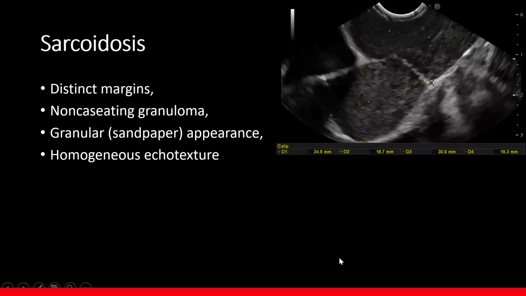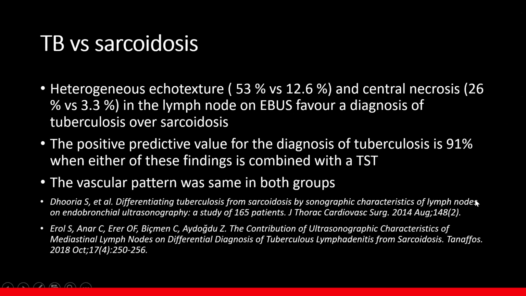What are the features of a sarcoidosis lymph node? Distinct margin, as we can see here, no caseation, granular sandpaper appearance, and homogeneous. They are not heterogeneous like a tuberculosis lymph node. How to differentiate TB versus sarcoid? Heterogeneous echotexture and central necrosis on EBUS or EUS favor TB over sarcoidosis.